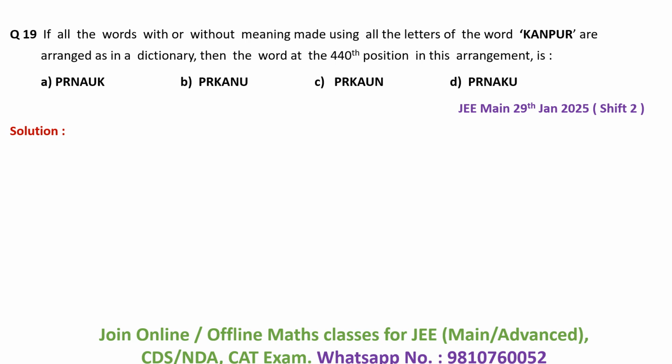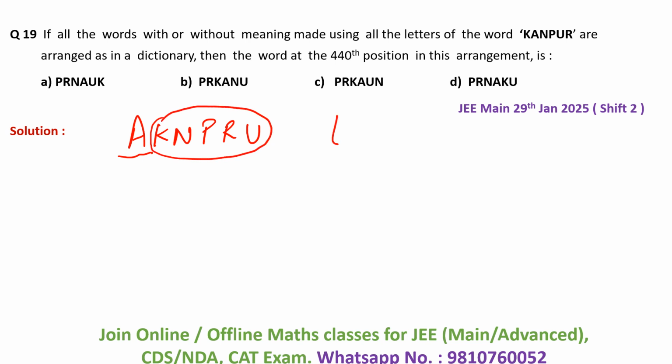Now, if we have to form the words as per the dictionary, then the first word which we can form by using the letters of the word Kanpur is going to be A, then K, then N, then P, then R, and then U. Now students, if I keep A fixed at first place and permute all other letters, then the total number of words which I can form is factorial 5 or 120 words.